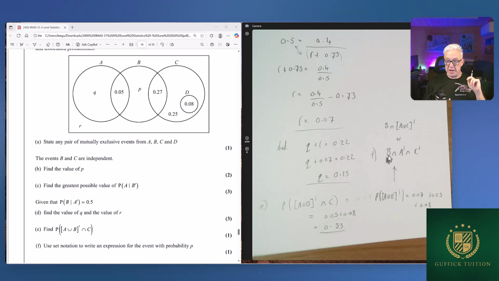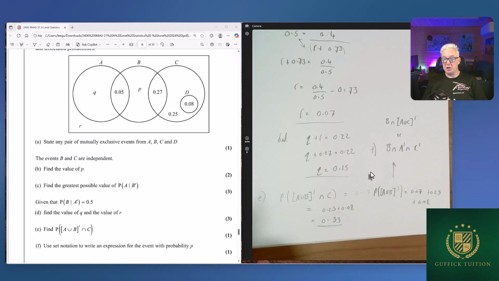So we can basically say one of the options is to say it is B intersection not A and not C. And you can see I've written another alternative version there.